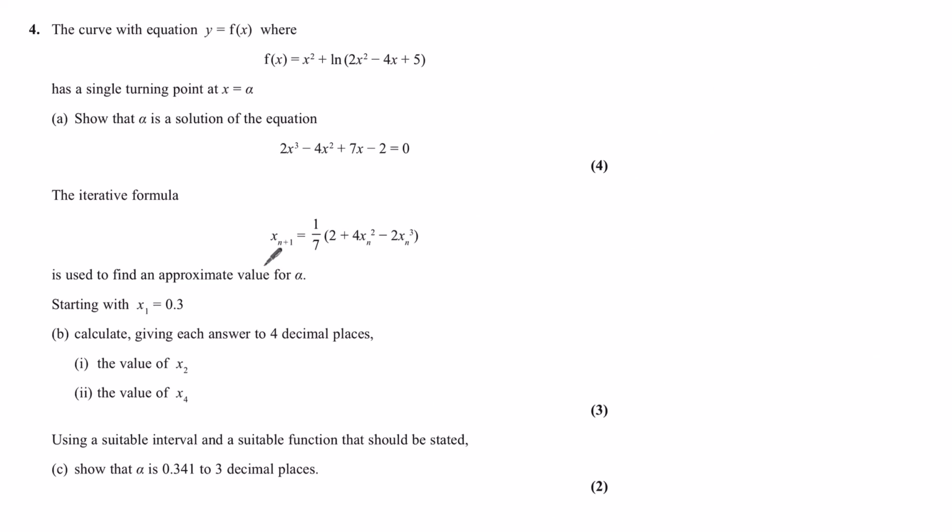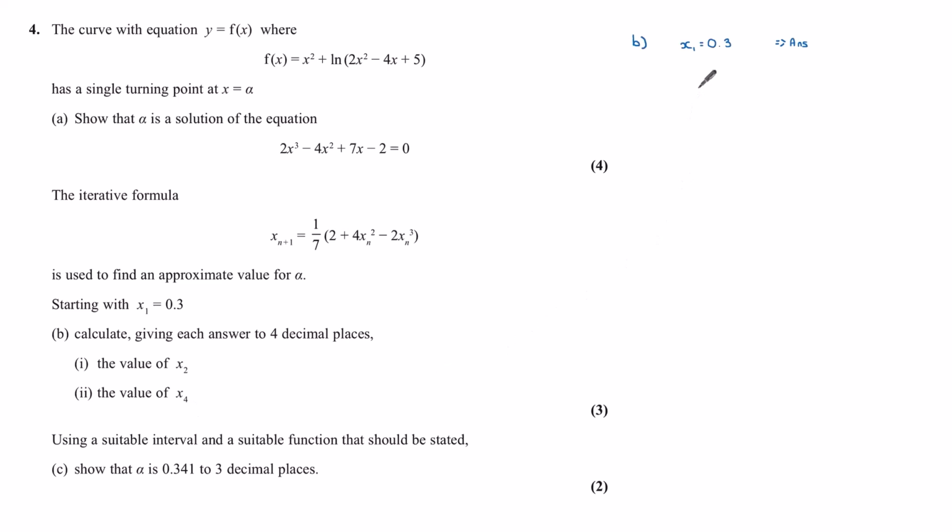Our iterative formula x n plus 1 is equal to 1/7 of (2 plus 4 lots of the previous term squared minus 2 lots of the previous term cubed), and is used to find an approximate value for alpha. Starting with x1 is equal to 0.3, calculate, giving each answer to 4 decimal places, the value of x2 and the value of x4.